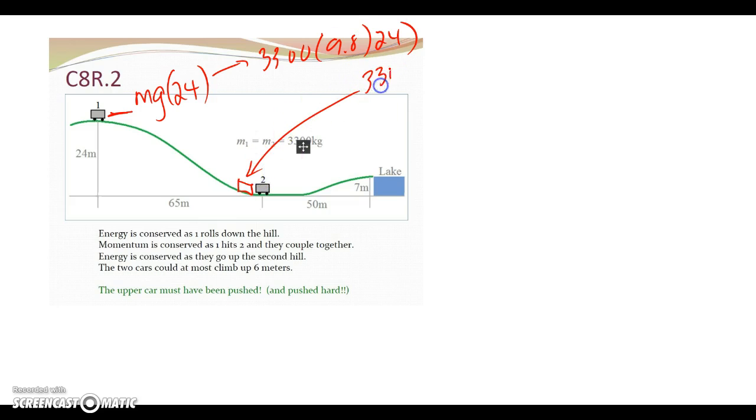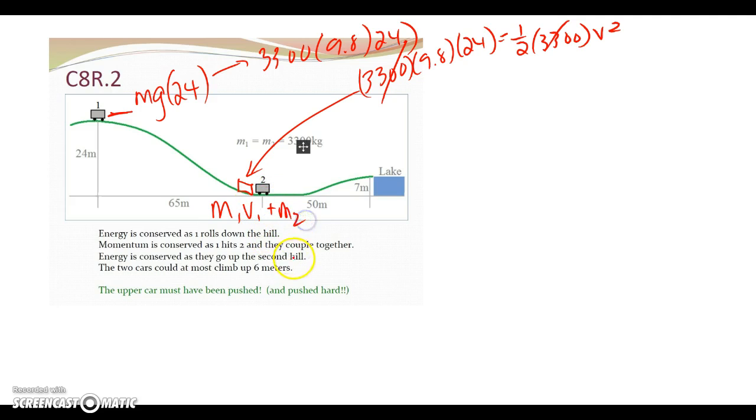So we would say the 3,300, 9.8 times 24 had better equal 1/2 3,300 velocity squared. So we could calculate that velocity. Now down here, momentum is conserved as these guys come together. So the mass 1 times the velocity 1, which we just found, plus the mass 2, velocity 2. Now this guy's sitting at rest, so he doesn't have any momentum. Will equal the velocity of the car, the combined, I'll say, m1 plus m2, right?